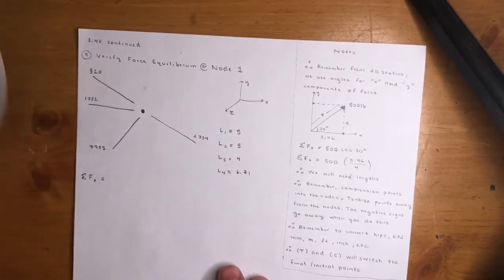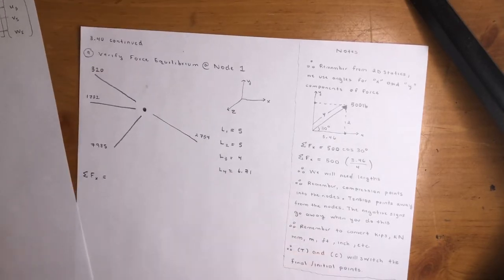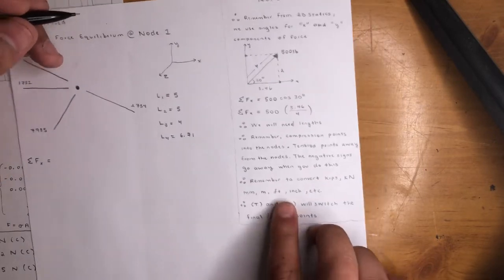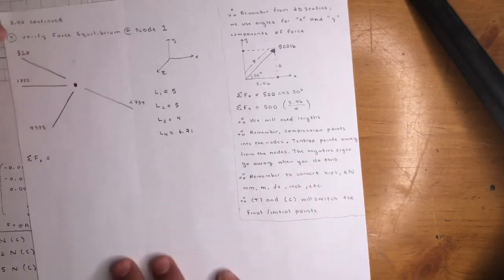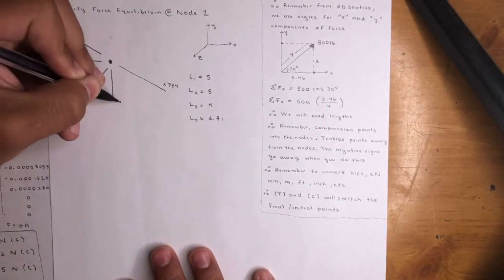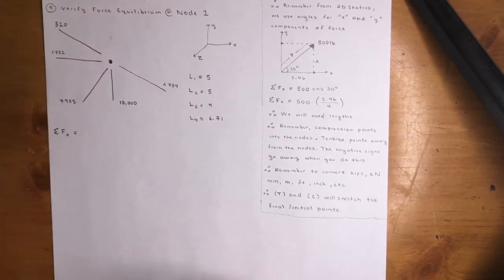Okay, I just got these numbers, if you could see it, and threw them in here. And I ignored the negative signs because they're going to take that into account. We said here compression points into the nodes, tension points away. There's one more we forgot, the 10,000, okay? 10,000. That's the force being applied, remember?